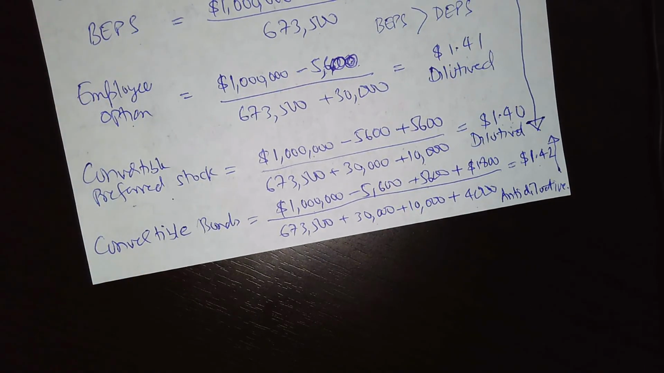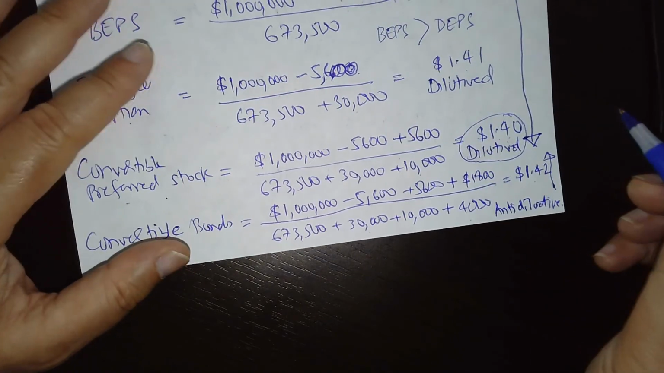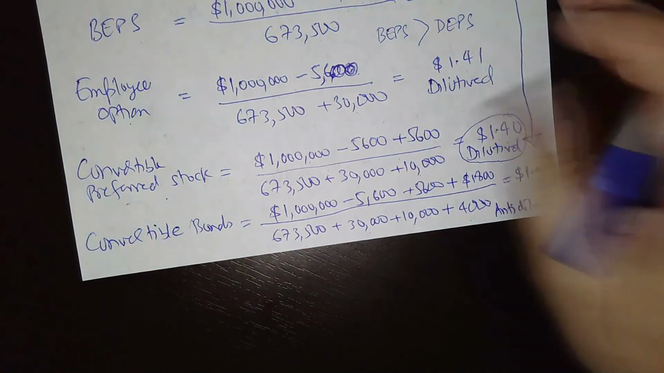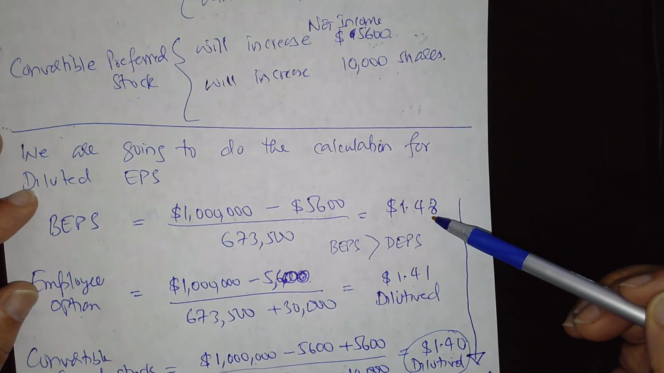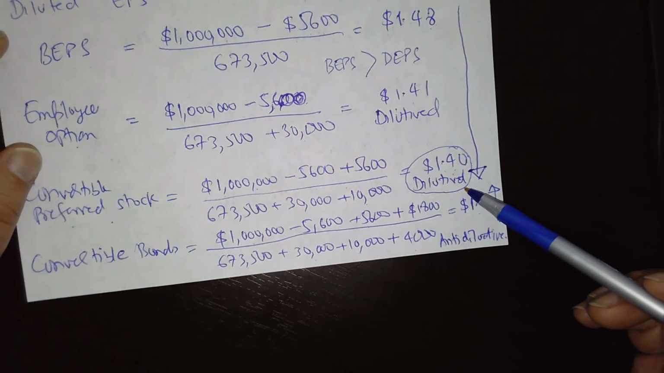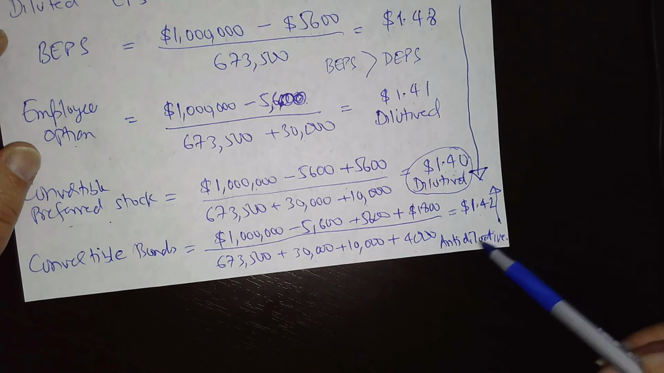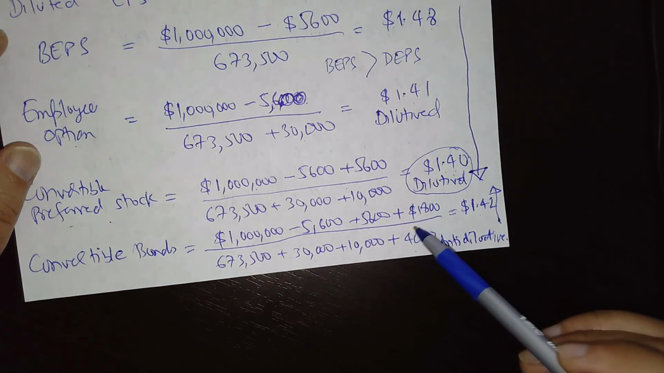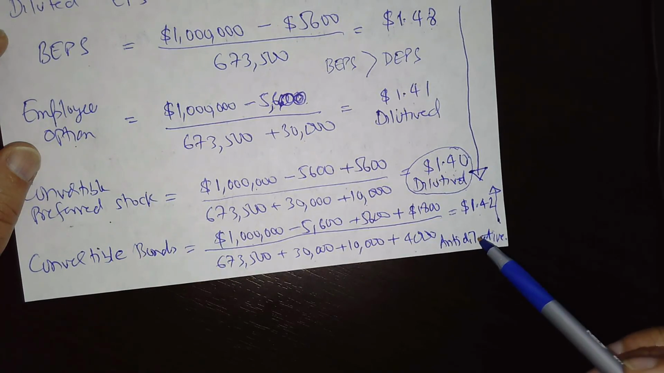So your question would be, what would be the diluted earnings per share in this question? So the diluted earnings per share, we stop at $1.40. So what we're going to say, the basic earnings per share for this company is $1.48, but the diluted earnings per share is only $1.40. Since adding the convertible bonds is increasing the diluted earnings per share, we're going to stop here because it's anti-dilutive.